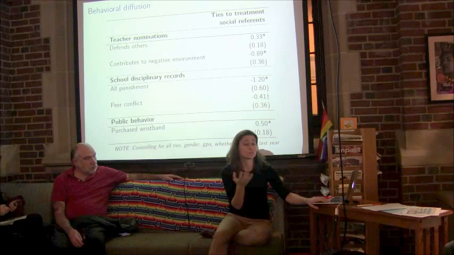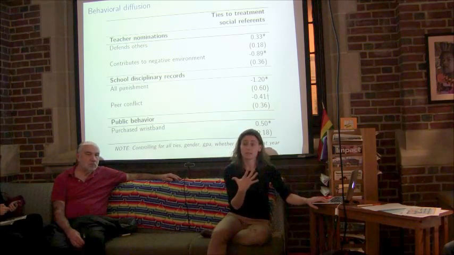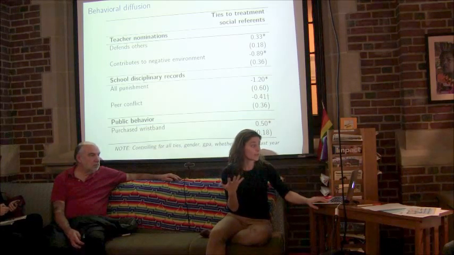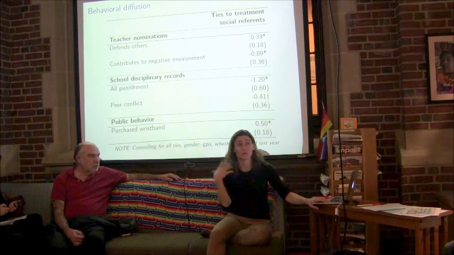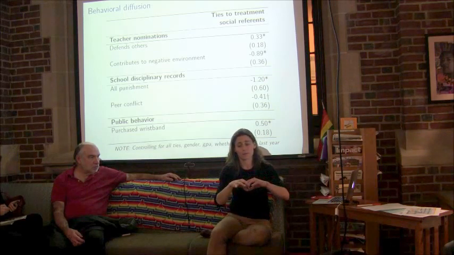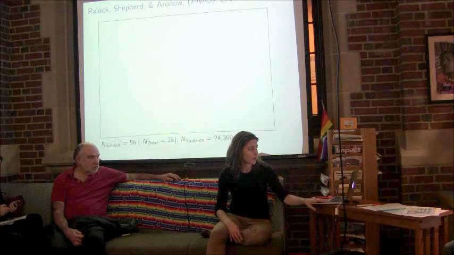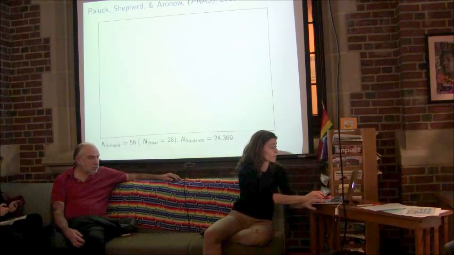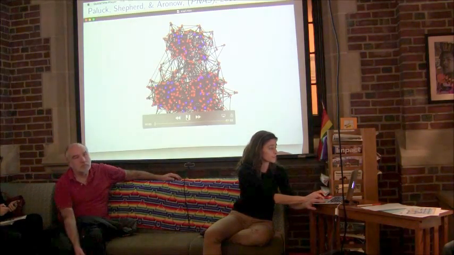And it mattered for their behavior too. So we collected data from their teachers. We asked their teachers who defends other people when they get into fights, and who contributes to a negative environment. So on the plus side and the negative side, we collected who was getting sent to the office for peer conflict. And we found that these positive behaviors were spreading through the network from these social reference students. We've done this now with lots of different middle schools, all throughout the state of New Jersey, with lots of different social networks. And we found that this replicated in a separate study.